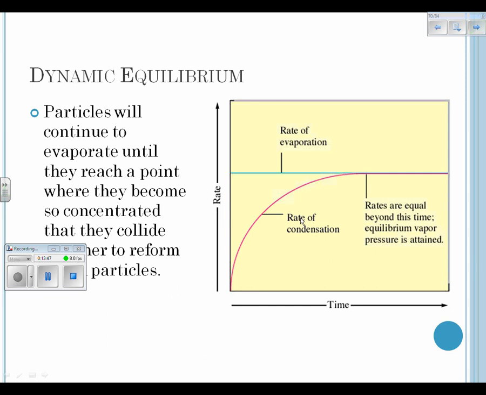Now, this is a diagram of it, and so particles will continue to evaporate until they reach a point where they become so concentrated that they literally collide with each other and they reform liquid particles. So this is the rate of evaporation, and then this is the rate of condensation. So it's lower and it increases until those rates are the same. And at this time, the equilibrium vapor pressure is attained. And this is when that dynamic equilibrium takes place, because they're both going to occur at the same time. It's actually because they're hitting each other so much that they then accumulate on the wall as a liquid and go back down into the liquid container.